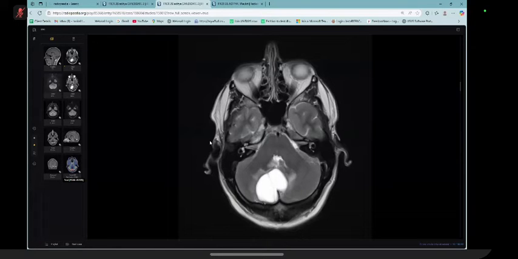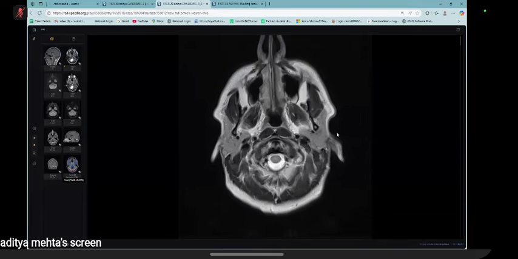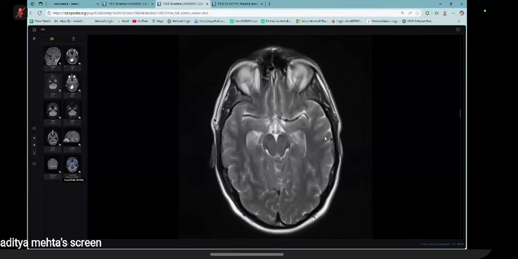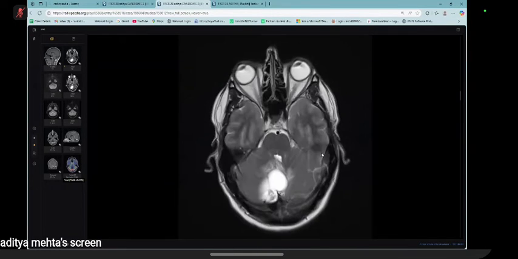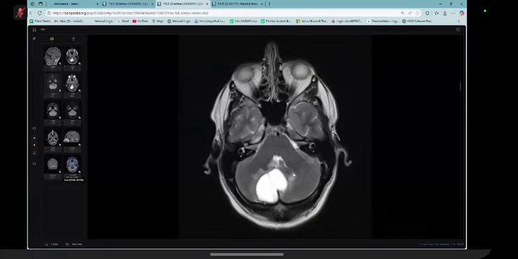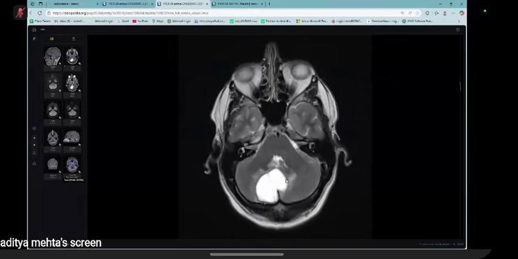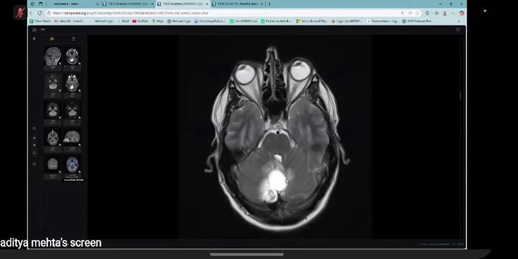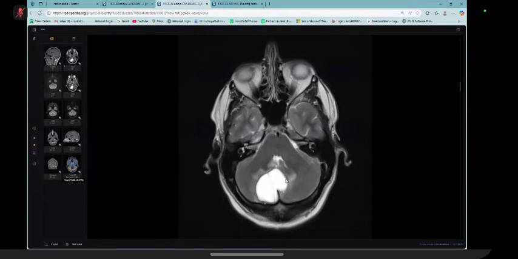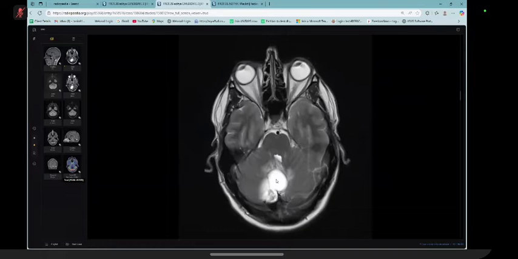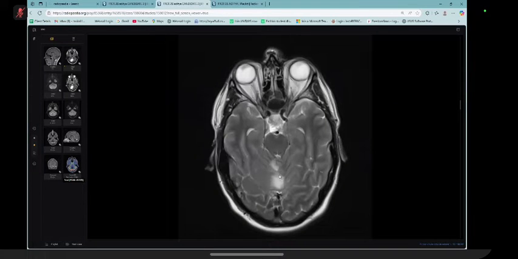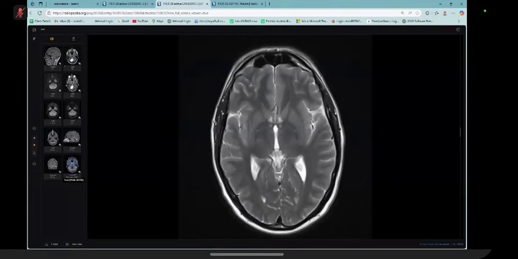This is an axial T2 weighted image of the same patient, further showing a hyperintense cystic lesion in the right cerebellar hemisphere, causing compression and mass effect on the midline vermis and also the fourth ventricle.